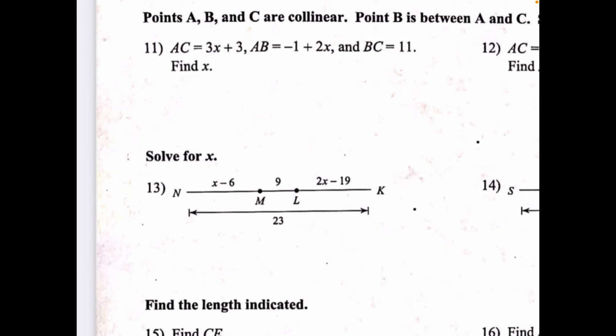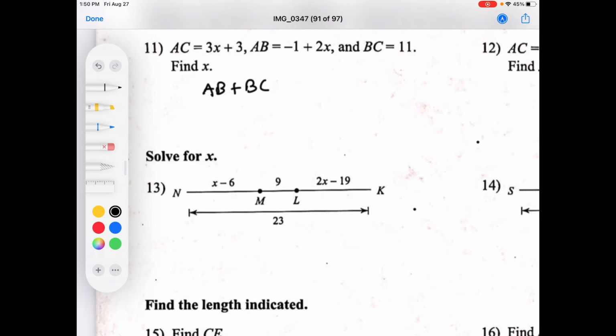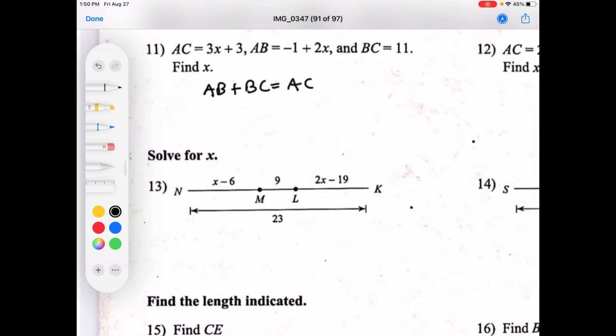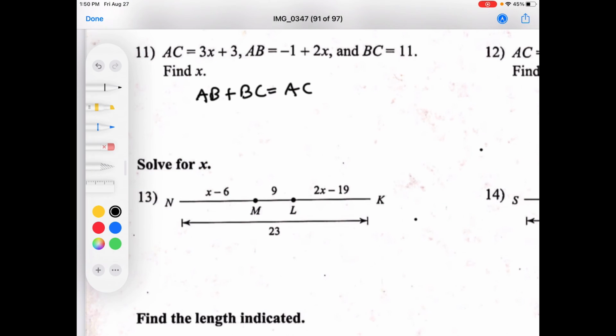All right, number 11. It's the same directions as 9 and 10. And so our postulate's going to be AB plus BC equals AC. And let's fill in what we got. They tell us that AB is negative 1 plus 2x. Bring down your plus sign. BC is 11 equals, and then AC, they tell us, is 3x plus 3.